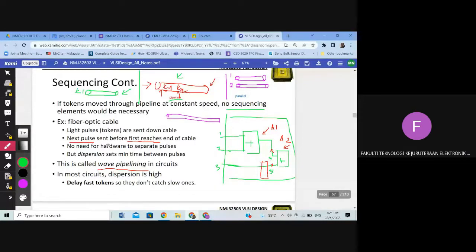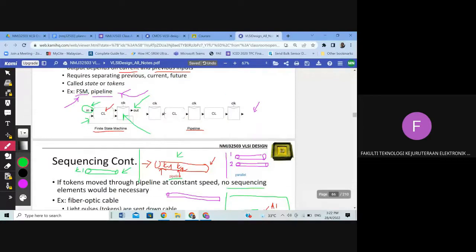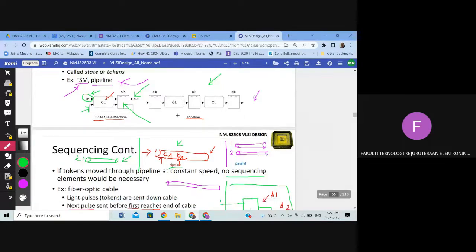So this can be implemented in a digital system, as we can see here. This is the architecture of the pipeline. We have a clock, we have flip-flops, and we have combinational logic that implements the operation, either an arithmetic operation or a data transfer operation.